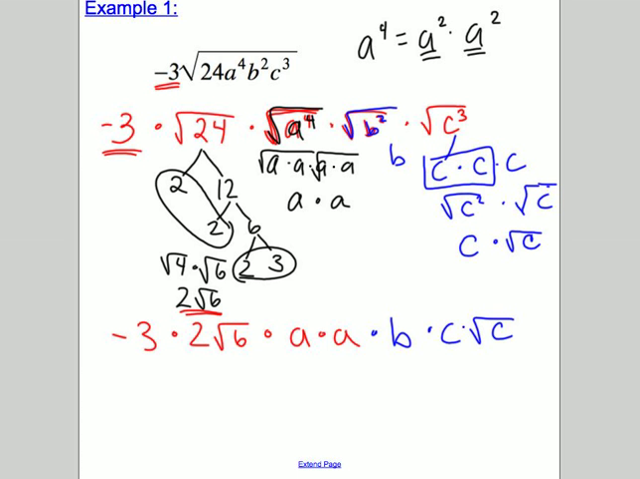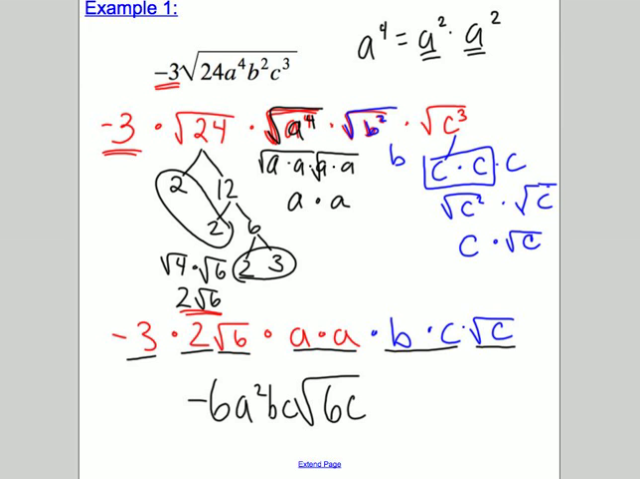So I have all these pieces, I kind of just need to rearrange them and make sense of them. One thing I'm going to do is make sure that I put the square roots together. So in my square root will be 6 c's. And on the outside I'll have -3 times 2, or -6. A times a, which is a squared. And then times b times c. So my final answer is -6a squared bc times the square root of 6c.